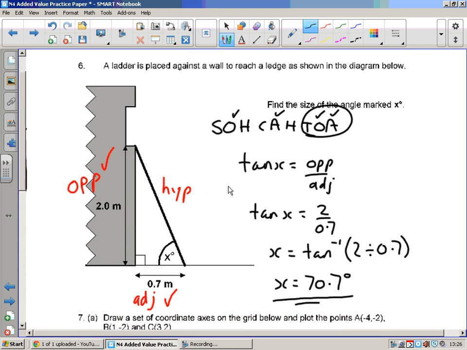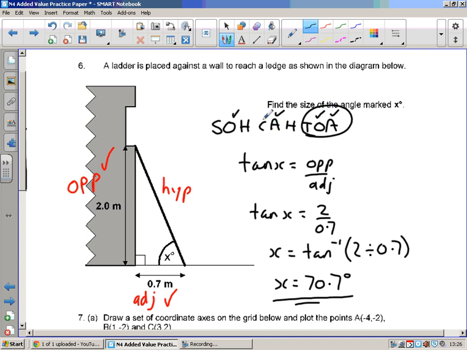Number six, it gives us some lengths and also asks for an angle in a right angle triangle. That will be a SOH CAH TOA question. So how do we do SOH CAH TOA questions? Well, here's the angle. Opposite that angle, we have the opposite side. Opposite the right angle, we have the hypotenuse. The third side is the adjacent side. Adjacent means next to. It's next to the angle and also the right angle.